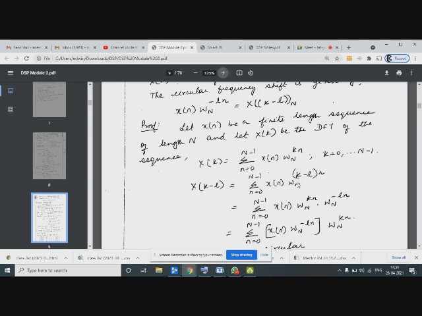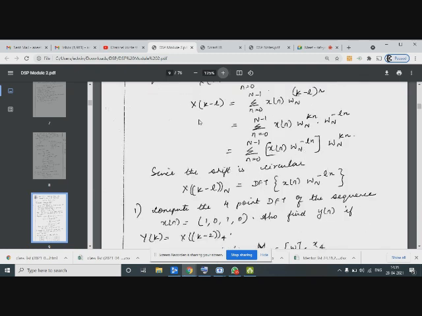How do you write this equation? Rewrite this equation. Wherever there is k, write k minus l. Split the powers, group it. That's it. Look carefully how you can write it over. This is nothing but DFT of this term because W_N power nk is outside. Finished. In one sentence, you got it. Isn't it? It's very simple.